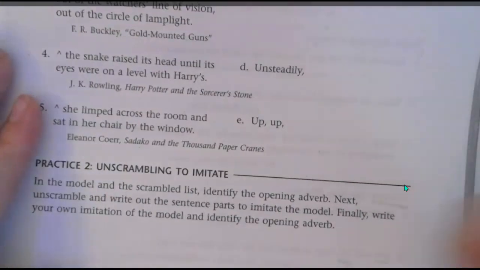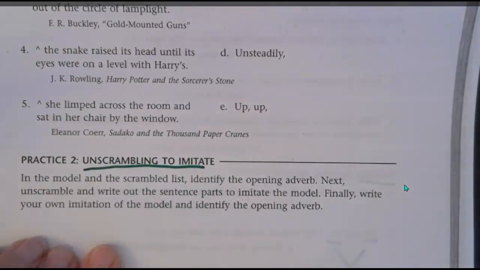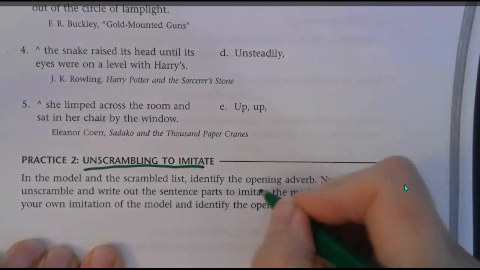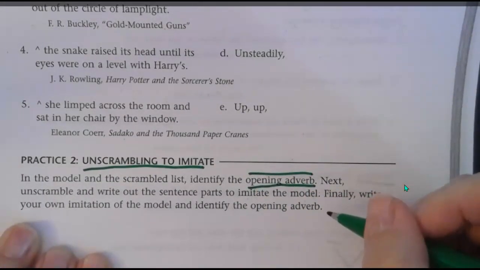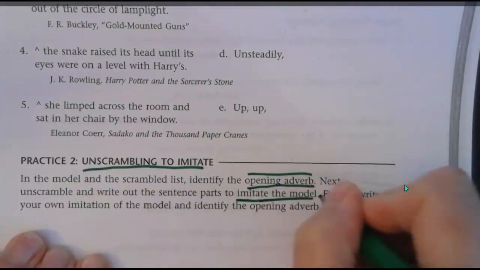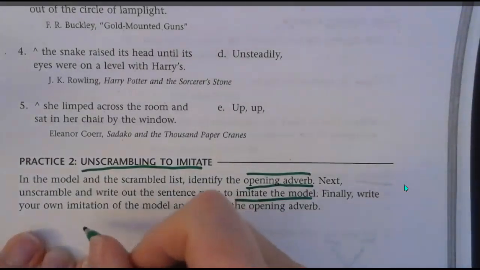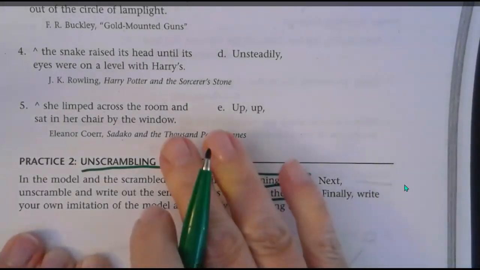Our second practice is unscramble to imitate. Okay, so it says here, in the model and the scrambled list, identify the opening adverb. So you're looking for that. Next, unscramble and write out the sentence parts to imitate the model. So you're going to see a model, and then you're going to have scrambled up parts of a sentence. You're going to write your own imitation of the model and identify the opening adverb. Okay?